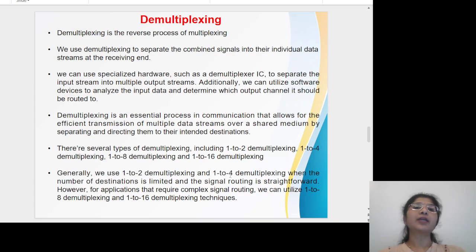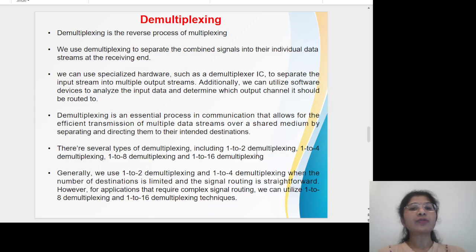Now come to the next point, demultiplexing. Demultiplexing is the reverse process of multiplexing. We use demultiplexing to separate the combined signal into its individual data streams at the receiving end. We can use specialized hardware such as a demultiplexer IC to separate the input stream into multiple output streams. Additionally, we can utilize software to analyze the input data and determine which output channel it should be routed to.